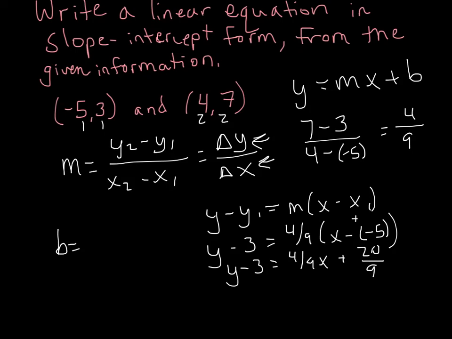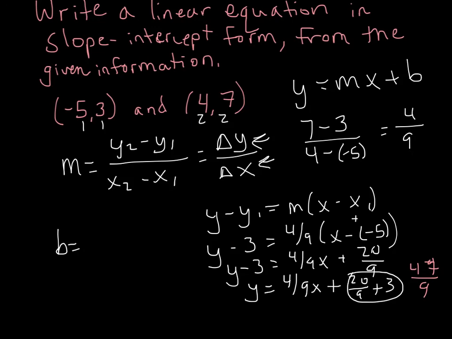And we still have to take care of this negative 3, so we're going to add it. So y equals 4/9 x plus 20/9 plus 3, which is going to equal, what is that, 27 over, let's see. I'd have to multiply by 9, so it's going to be 27 over 9. So this part right here, if I'm doing this right in my head, should be 47/9. Whoops. 47/9, I think. But I'm going to let you guys double check me because I make mistakes.